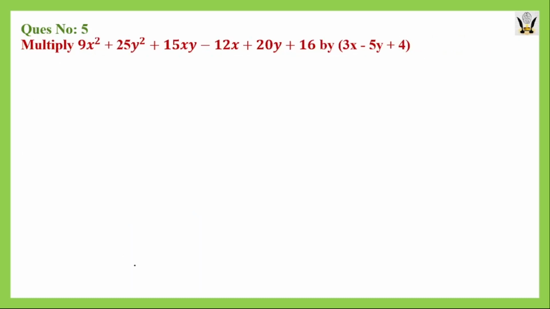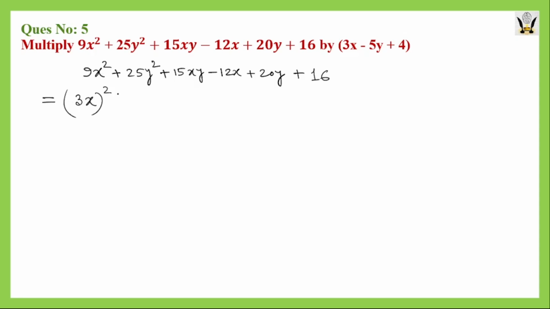Now the next one. Here we have this expression, and the first expression needs to be multiplied by the second expression. So let's rearrange the terms. 9x square can be written as 3x whole square. Then we have 25y square, that can be written as minus 5y whole square, because if we take the square of minus 5, that will give us finally 25 only. And let's take this constant term as our third term, which can be written as 4 square.